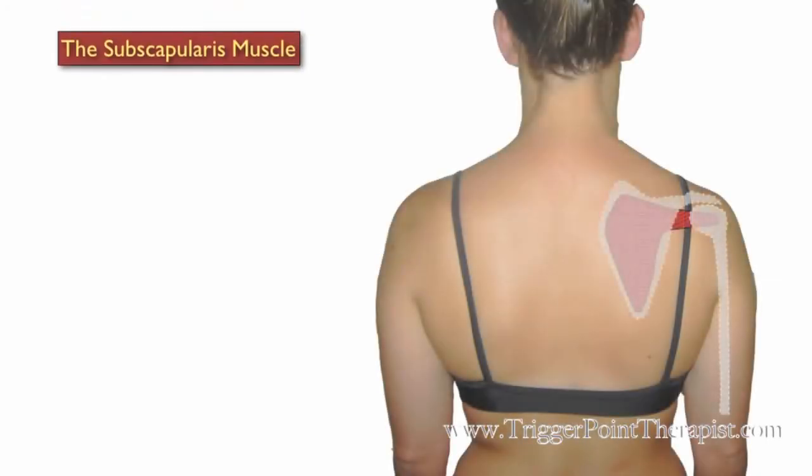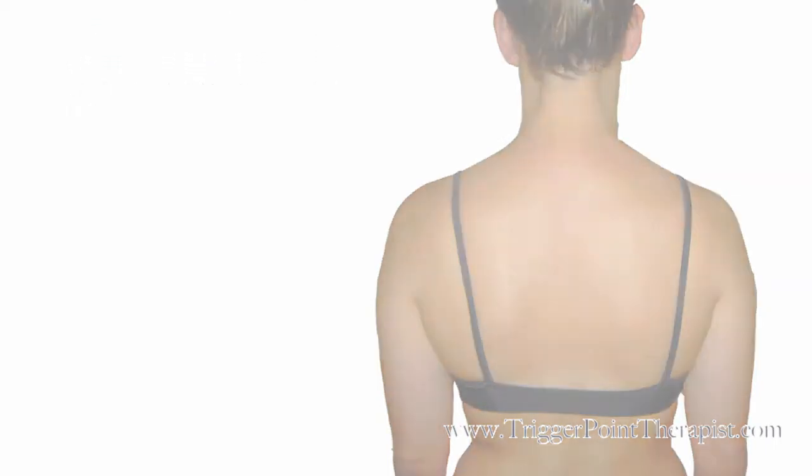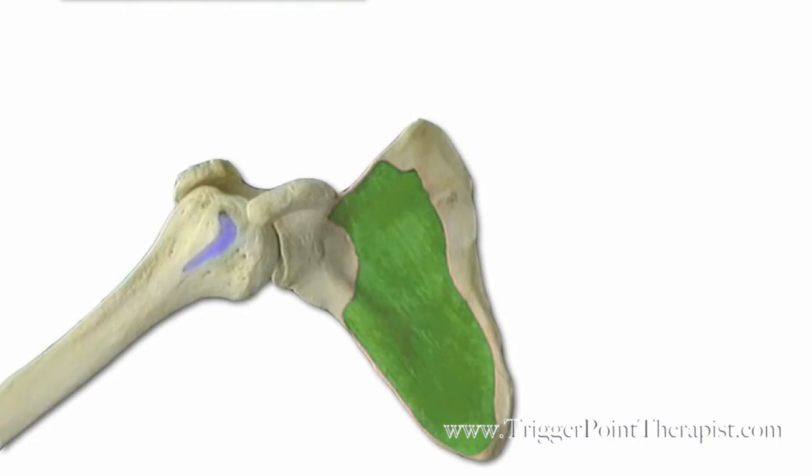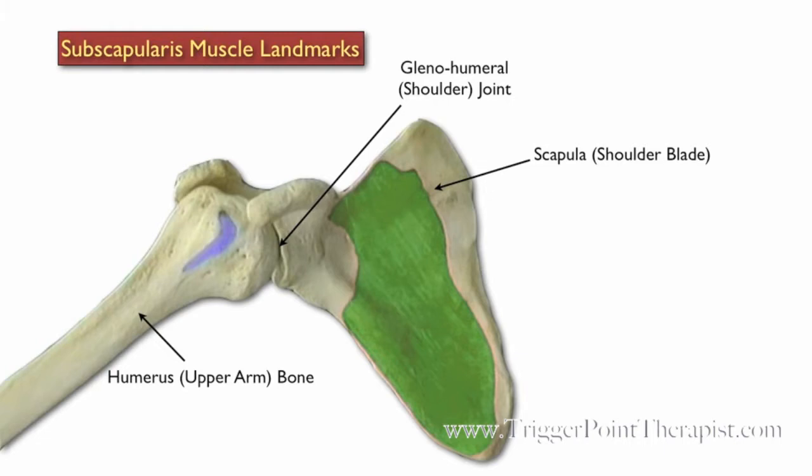The subscapularis muscle. The subscapularis muscle lies on the anterior side of the scapula and is sandwiched between the rib cage and the scapula. Here are the landmarks for the subscapularis. We have the anterior aspect of the scapula, the humerus, and the glenohumeral or shoulder joint.